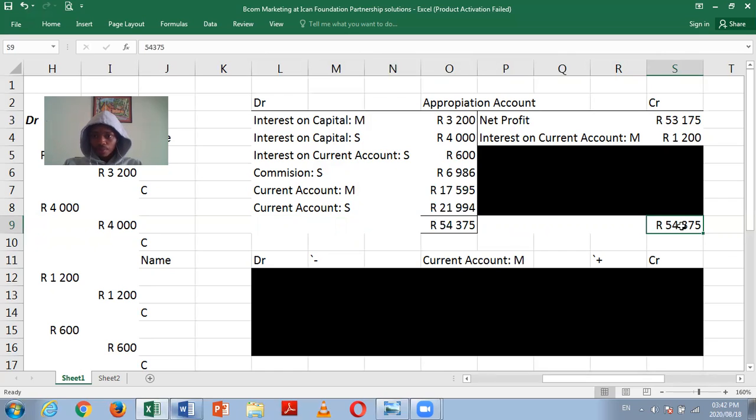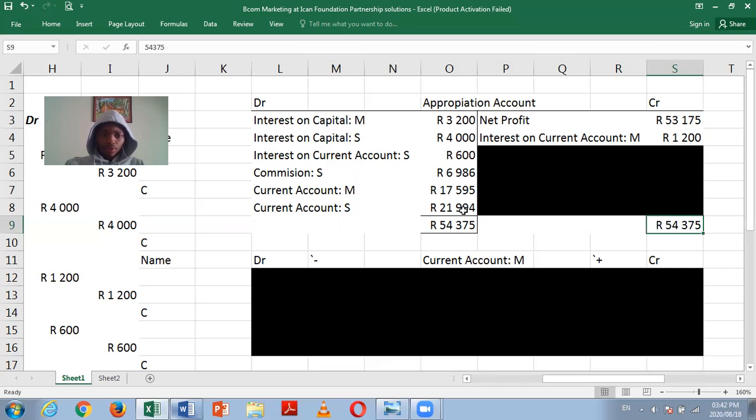So if you take this 54,375, you less 3.2, less 4,000, less 600, less the commission, and then you get the remaining profit, which was 39,589. And then that 39,589 multiplied by 4 over 9, which is for M, you get this amount, 17,595. And then multiplied by 5 over 9, you get 21,994. I hope you guys are following.